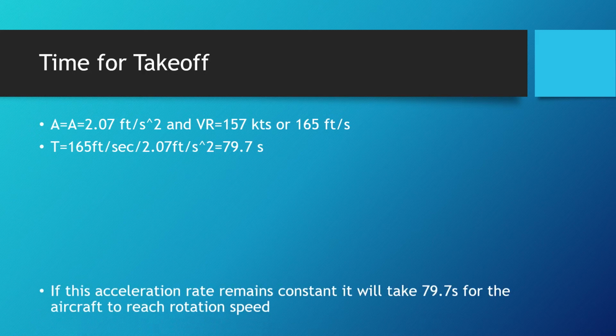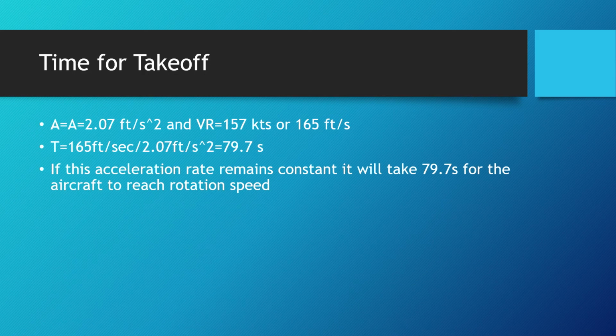So it takes us 79.7 seconds, if the acceleration rate remains constant, in order for us to reach the rotation speed. This acceleration rate is not going to remain constant, because the drag's going to change, friction's going to change. It's all going to change as we're getting faster and faster.